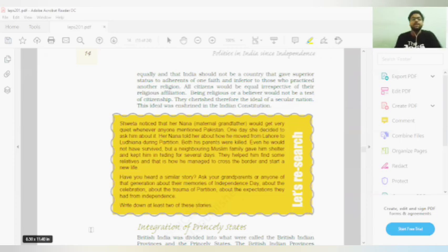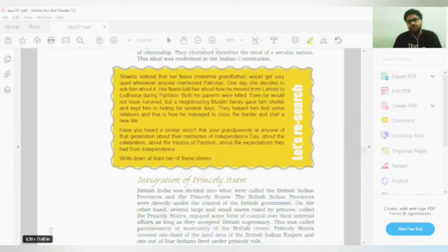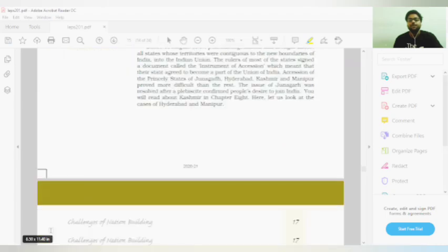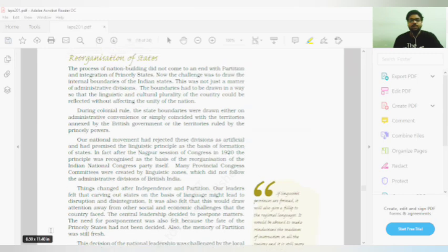Ask your grandparents or anyone of that generation about their memories of Independence Day, about the celebration, about the trauma of partition, about the expectations they had from independence, and write down at least two of these stories. We'll cover only this topic today, and later we'll cover the integration of princely states, how the princely states were integrated into India, and in the end, we'll discuss the reorganization of states. We'll discuss it later on.